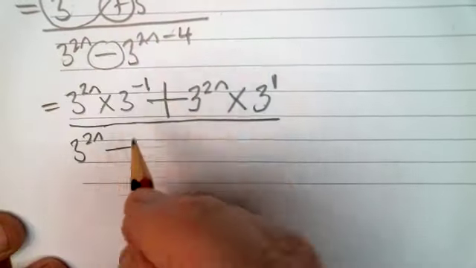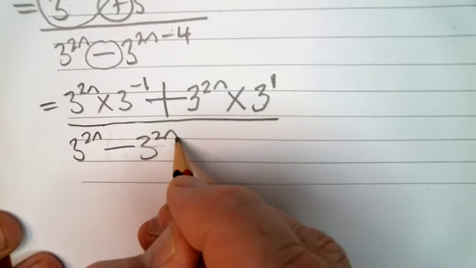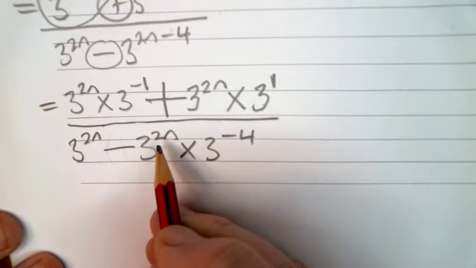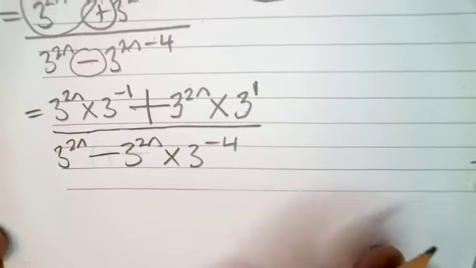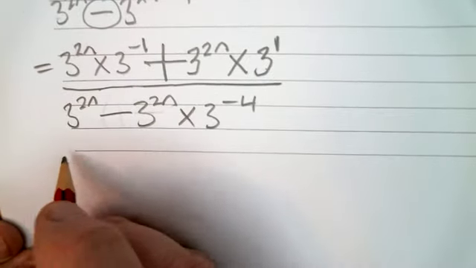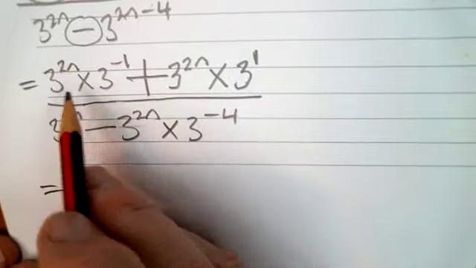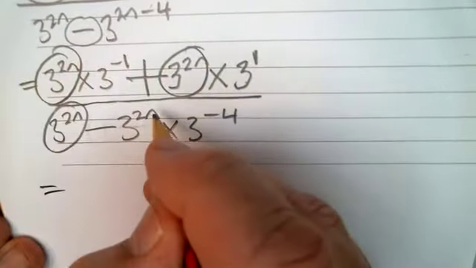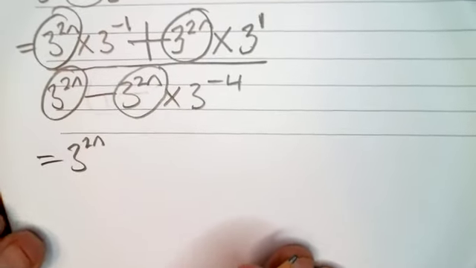All right, so that's going to be a minus. There's one minus there. And I'm going to say 3 to the 2n, and this is going to be 3 times 3 to the minus 4, because 2n minus 4 is 2n minus 4. Now, I'm noticing we've got a whole lot of stuff that's the same. And this is a common factor, common factor, common factor. So I can take 3 to the 2n out.